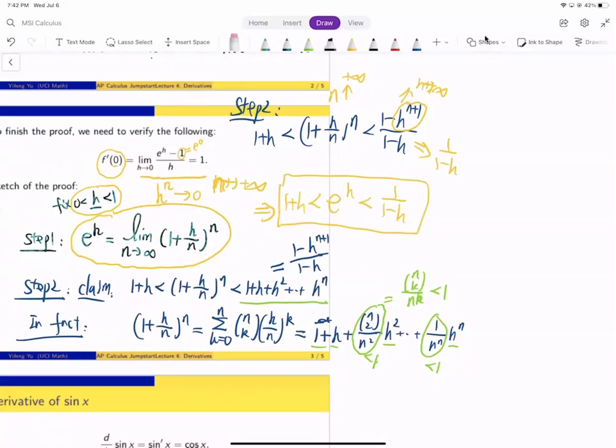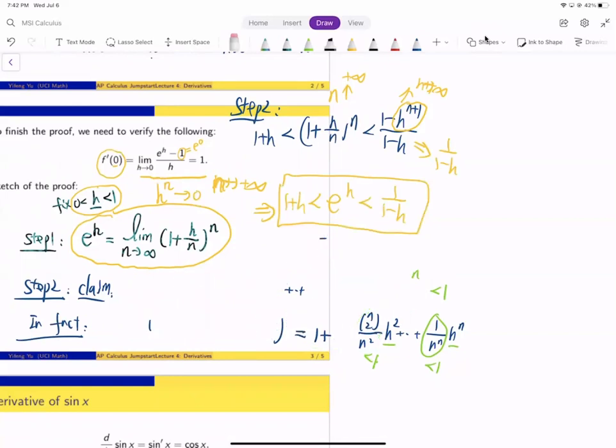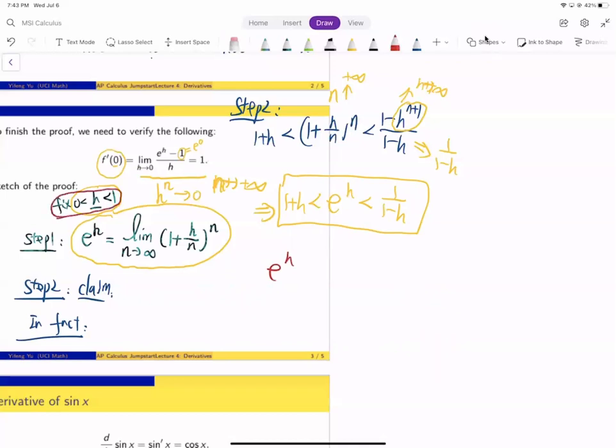That's the inequality I get. Okay, now let me erase. So that's all I need. I'm almost done. And then we'll have e to the h. For here, I just fix h to be in (0, 1). Of course, there's another direction, but let's just do this, okay?